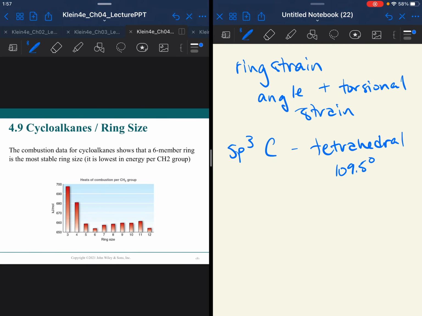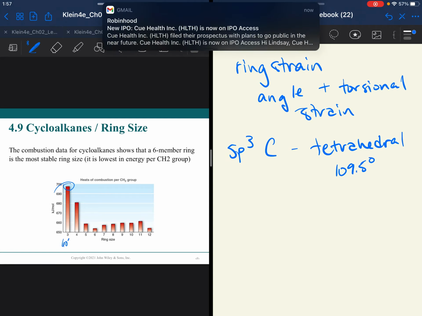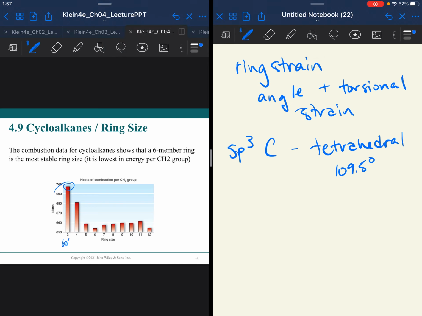When we look at the combustion data for cycloalkanes, we see something really interesting. Now, remember, cyclopropane has 60 degree bond angles, very far away from 109.5, and it's no surprise with all that angle strain, these are going to have the most energy. They're the least stable, right? And you don't see many 3-membered rings in nature for this reason. They're not particularly stable.